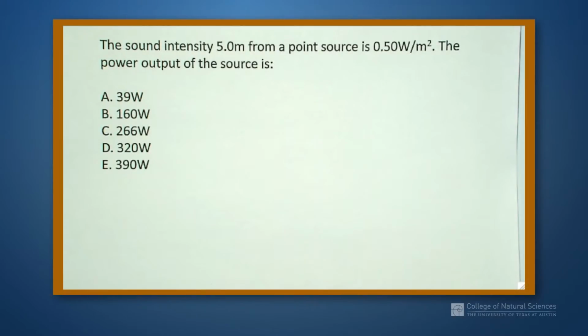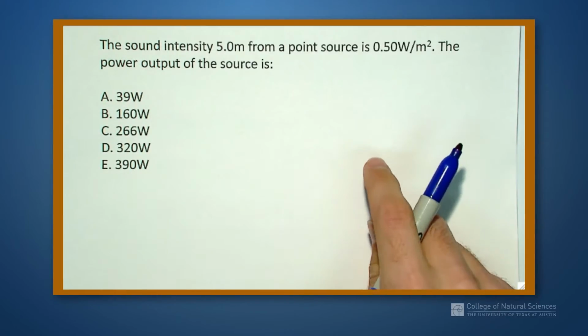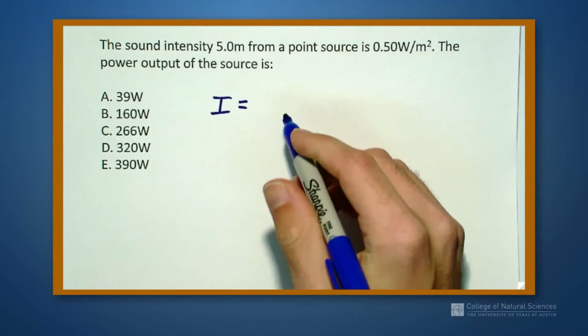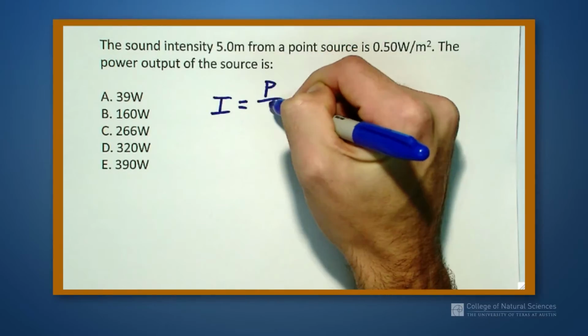This question says, we have a sound intensity 5 meters from a power source is 0.5 watts per meter squared. The power output of the source is what? Well, I know that my intensity is going to be equal to the power divided by the area.